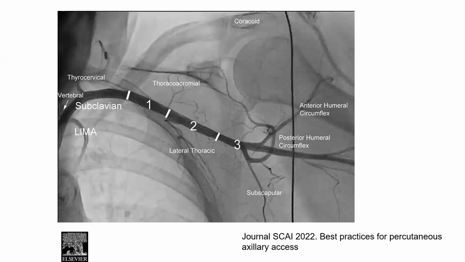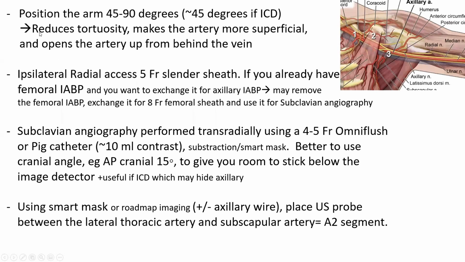So knowing all this information about anatomy and about ultrasound and angiography, how do I practically do axillary access? So I will explain to you all the steps of axillary access, the way I do it. So 1, you have to position the arm 45 to 90 degrees. Why? Opening the arm reduces arterial tortuosity, makes the artery more superficial, and as I said, it makes it as superficial as the vein and it splits it apart from the vein.